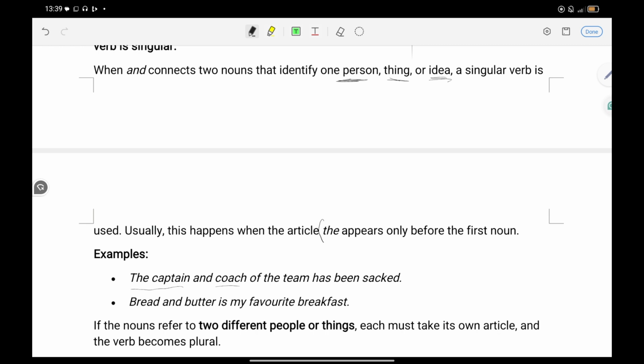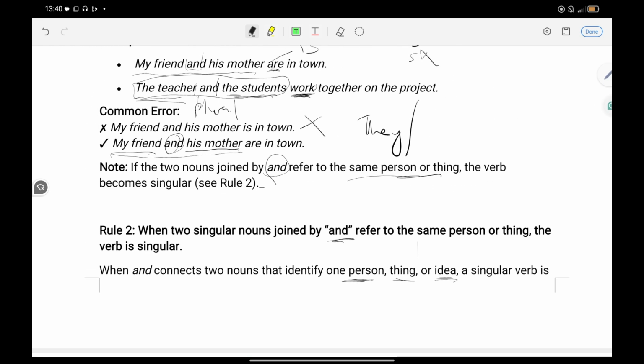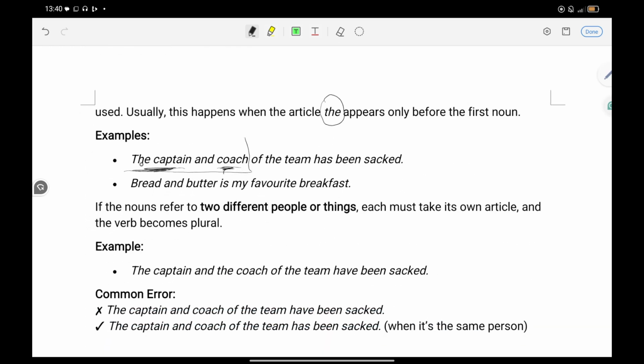When the article the only appears before the first noun and it does not appear before the second noun, then you know it's referring to the same person. For instance, if I say the captain and the coach, then you know it's two different people. But because we have just the before captain, then you know it's one person. The captain and coach. So the captain is also the coach. So the captain and coach of the team has been sacked. If it was the captain and the coach, it would have been sacked.